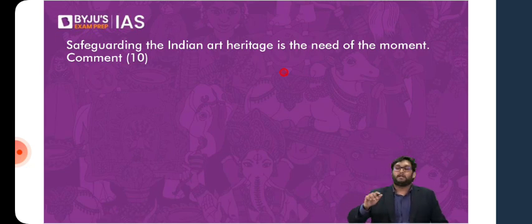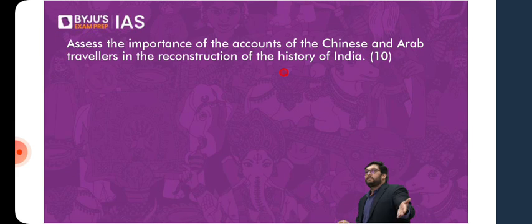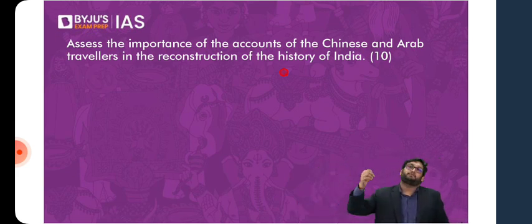It will help you. Assess the importance of Chinese and Arab travelers in reconstructing the history of India. Chinese: Fa-Hien, Yuan Chwang, I-Tsing. Arab travelers: Al-Masudi, Al-Biruni, and Abdul Razzak. They are important travelers because they give us an alternative perspective. Governmental and cultural institutions are not important in these types of questions. You just have to apply yourself.